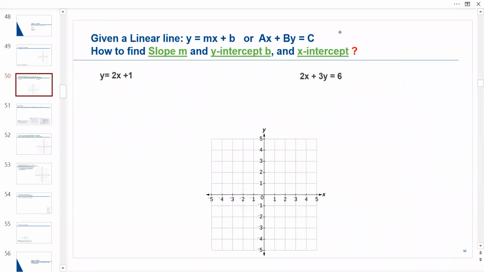Let's see these two examples. First, for this linear line, find their slope, find their y-intercept, actually find b, and find their x-intercept. Actually, try to find this one first. All right, can you guys find this?